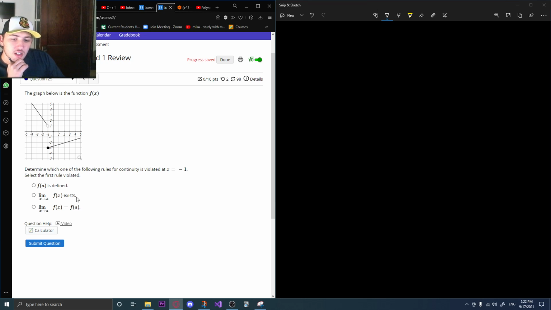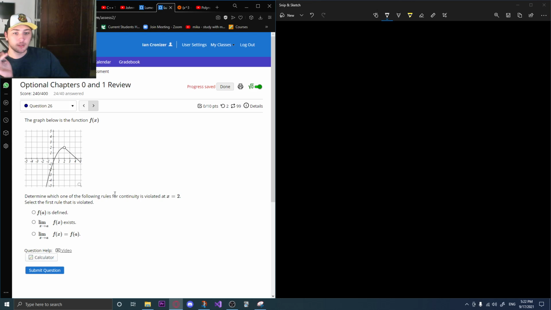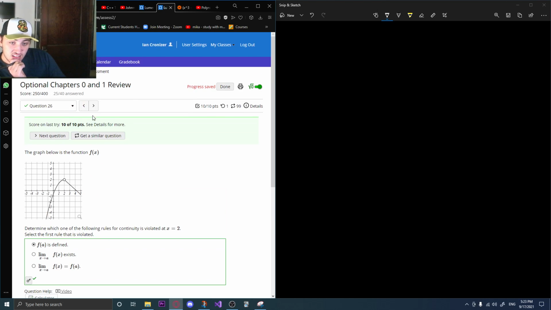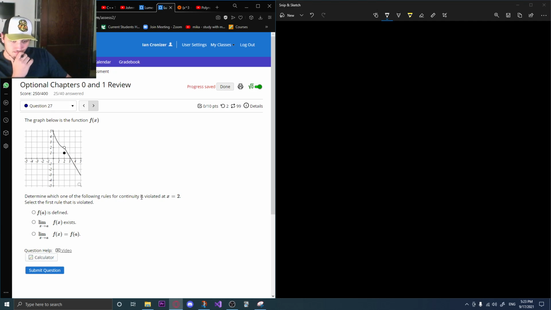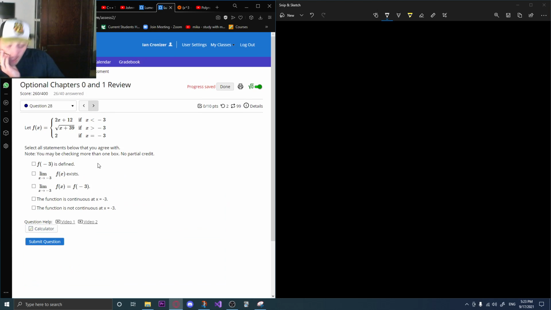Determine which of the following rules is violated? Select the first rule violated. Okay. I didn't even read the question. I don't know what I thought it was. Determine which of the following rules for continuity is violated at 2. No, it exists, but it isn't defined. Two. It's defined and the limit exists, but it does not equal that. Ah, what is this? It's a triple barrel shotgun. Pew pew pew. -3, -3, -3. In fact, it almost looks like funny faces.